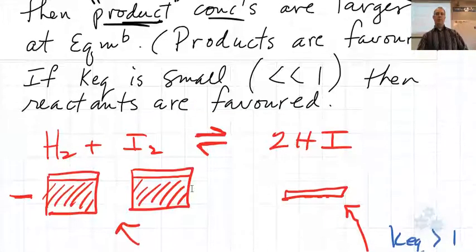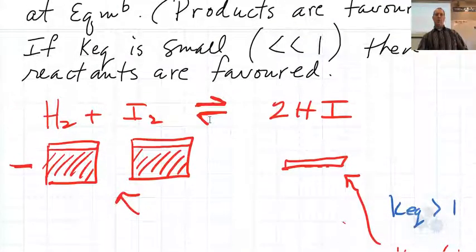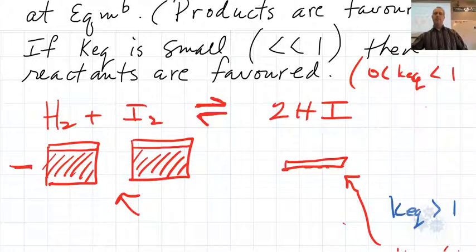And that's what this note above just says right here. If KEQ is small, then reactants are favored. And this less than 1 should be clarified. The KEQ is between 0 and 1. So small that way.